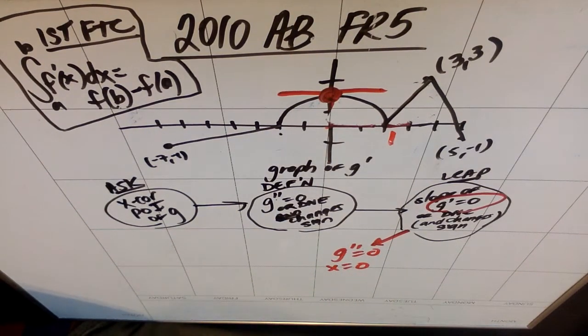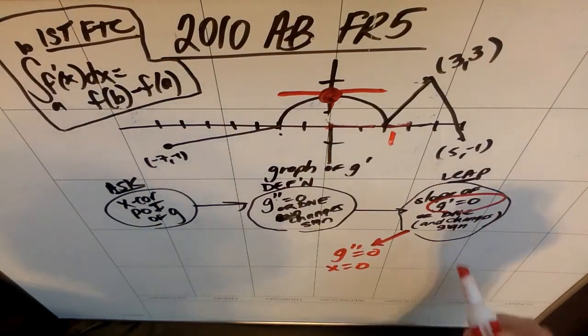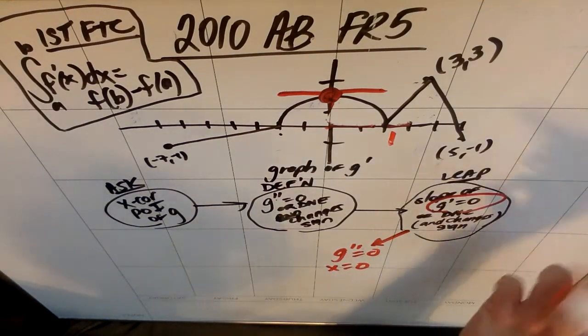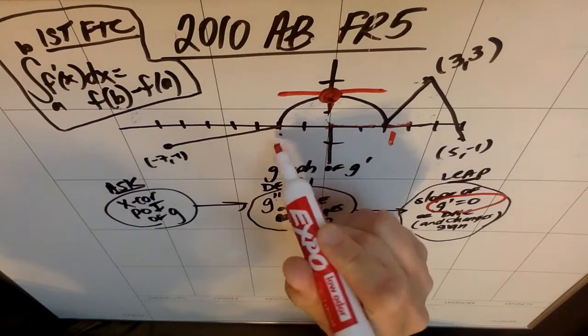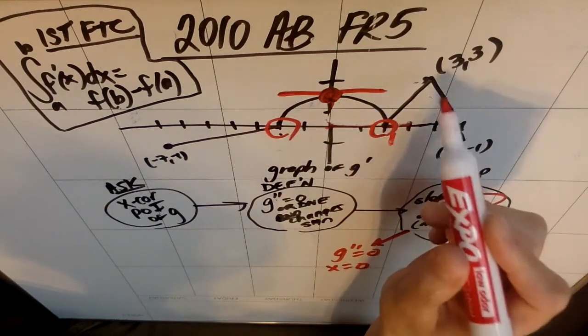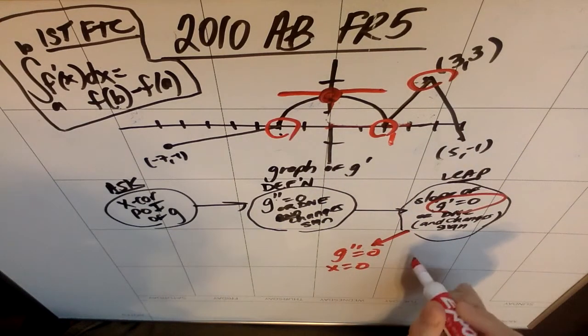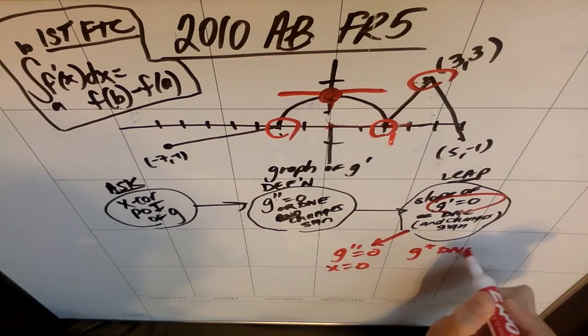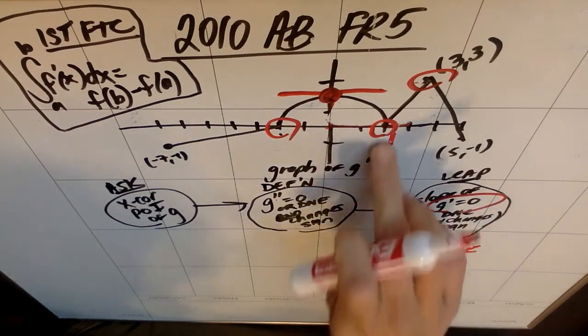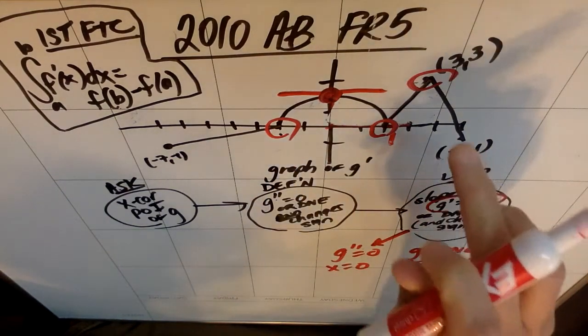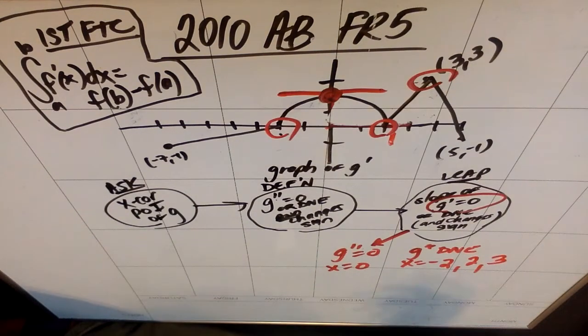There are some other spots where g double prime doesn't exist. G double prime doesn't exist anywhere that I could not differentiate the g prime graph. Well, I can't differentiate at pointy things. So here, here, and here, g double prime does not exist. So that's at x equals negative 2, 2, and 3. Those are essentially the points I need to consider as contenders for points of inflection.